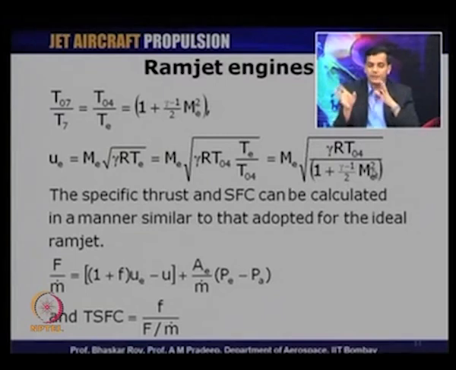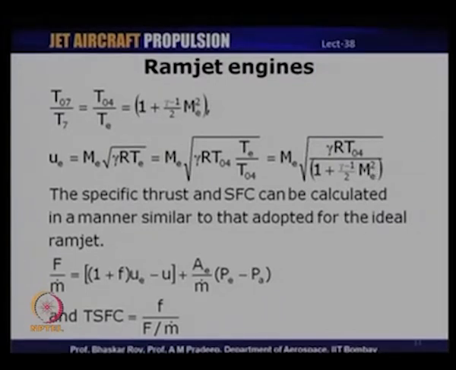So, based on this expression for the exit velocity, where we have expressed the exit velocity in terms of the stagnation temperatures and the Mach number, we can now proceed to calculate the specific thrust, for which the formula does not change, it remains the same. So, specific thrust is basically 1 plus f into ue minus u plus area divided by m dot into the pressure difference, Pe minus Pa. So, ue you can calculate based on what we have just now derived, and once you substitute that expression for ue there, you get an expression for the specific thrust, and hence the fuel consumption, that is TSFC, thrust specific fuel consumption.